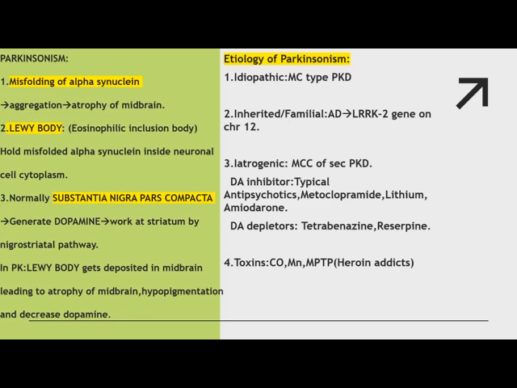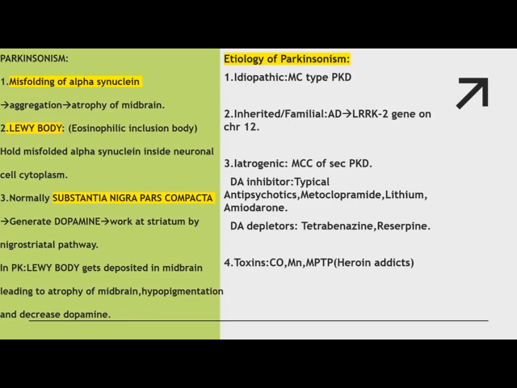Now, the etiology of Parkinson disease. There are four main etiologic factors. First is idiopathic, which is the most common type of Parkinson disease. Second is inherited or familial. These are mostly autosomal dominant. The gene involved is the LRRK2 gene on chromosome 12.